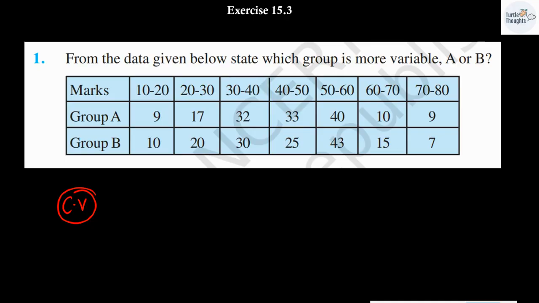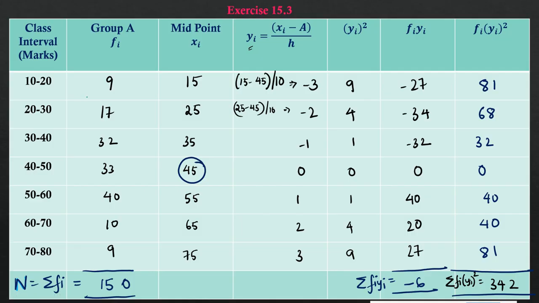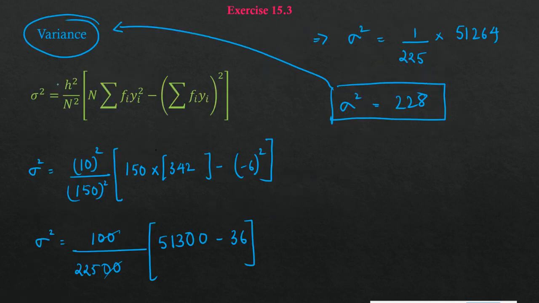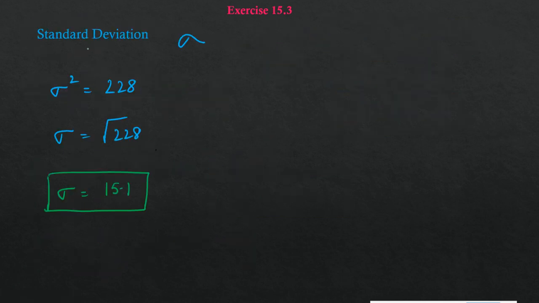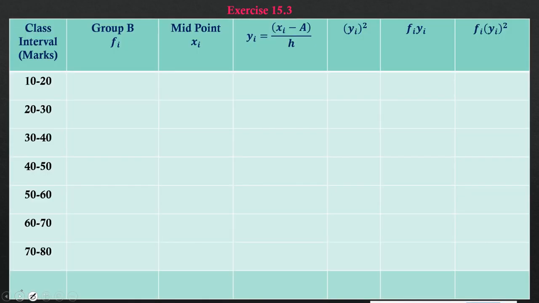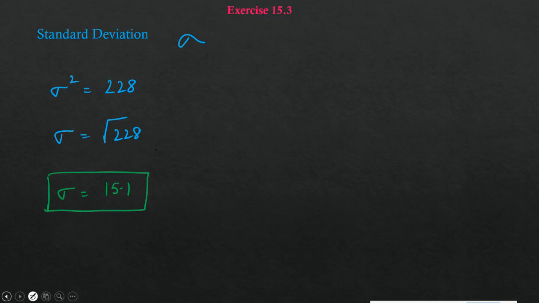First, we have made a note of xi and fi for table A or group A. Then I have calculated the mean, I have calculated the variance, I have calculated the standard deviation also. The same thing I have to do for group B as well. This was for group A. Next, I should be doing the same for group B. Now, I'll be writing the value of fi for group B.